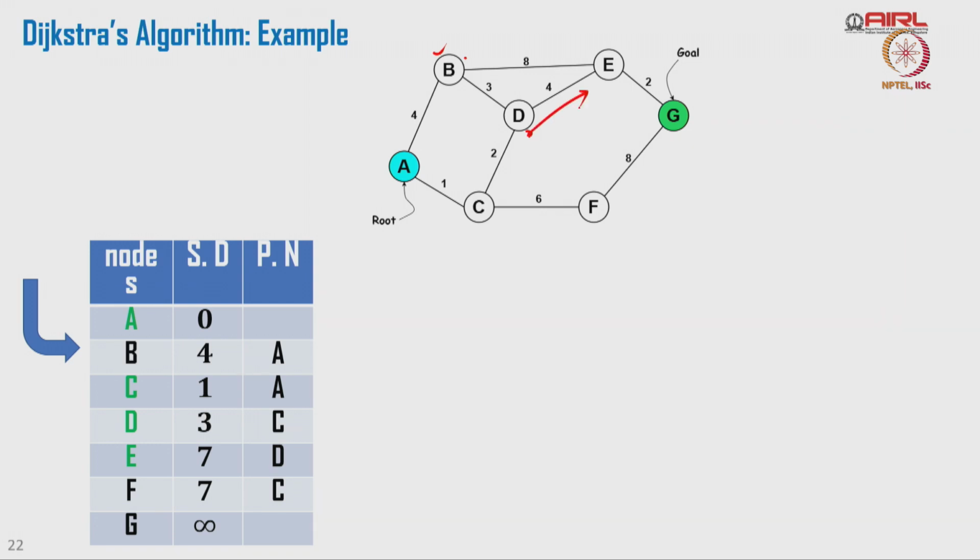Now, if it comes to E, then what is the path cost? You see, it comes as 1 plus 2 plus 4, so total 7 starting from A, and that is the path. So, E becomes green and gets included in the shortest path.